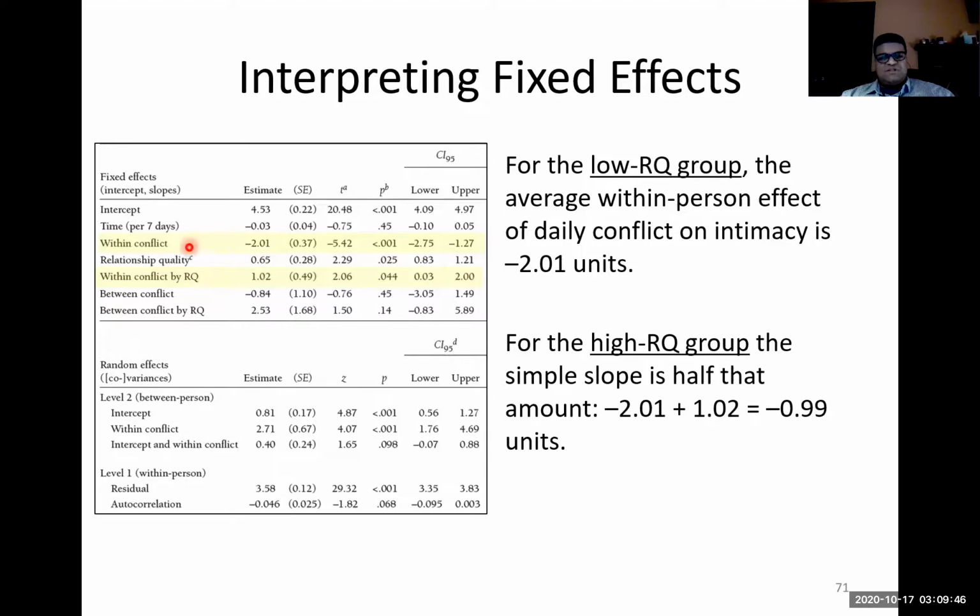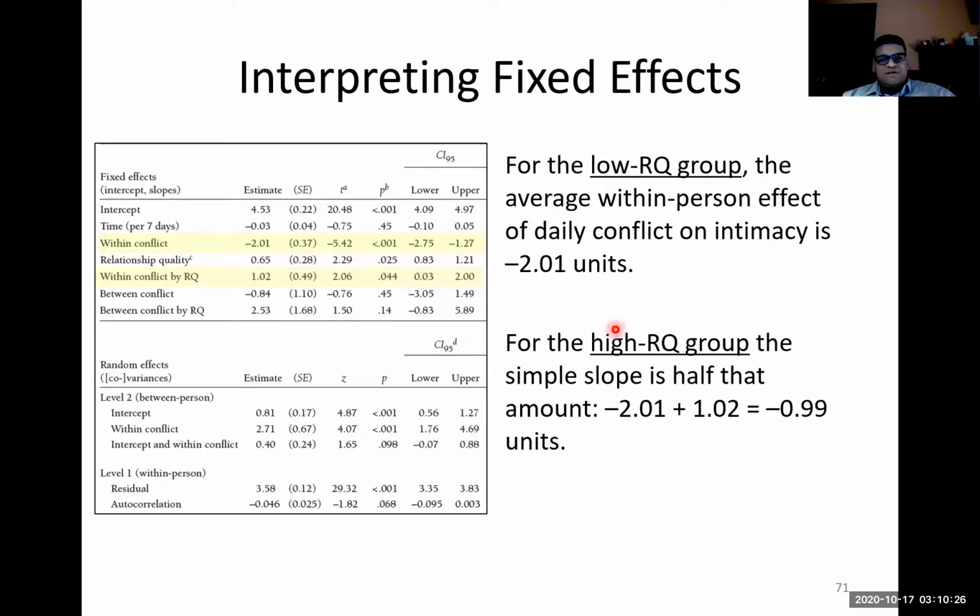Right, so it's -2 units for the low relationship quality women in terms of when you go from a no conflict day to a conflict day for the typical low relationship quality woman. But then the difference is 1 unit between the high relationship quality women and the low relationship quality women in terms of that effect, which means that the slope for the high relationship quality women is -2 plus 1, which essentially is -1 or -0.99, but rounding and among friends, it's -1.